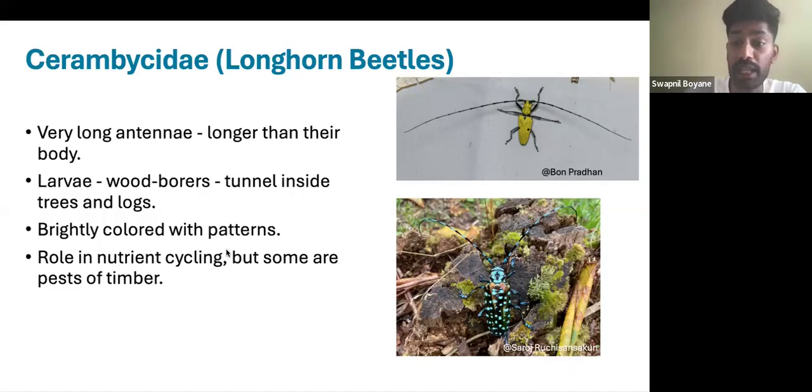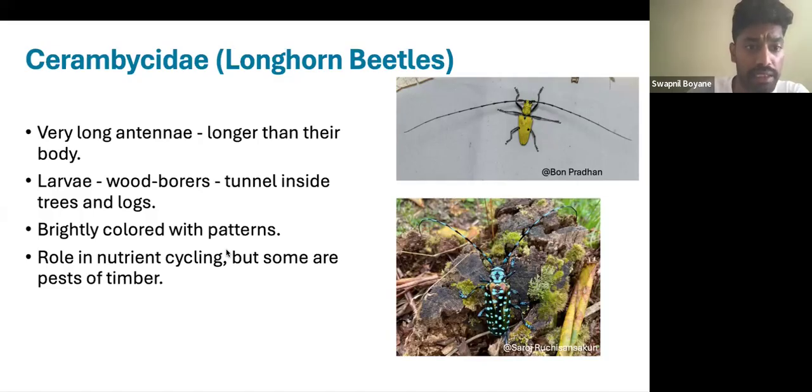So these can be identified. This is one of the easiest, or simplest, insects that you can identify based on their antennal length. Their antennae can be very long, longer than their abdomen, sometimes twice or thrice as long as their body. So that's the simplest character that you can see and immediately identify up to the family level.